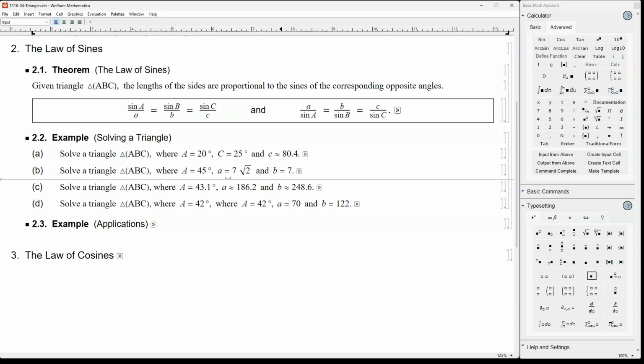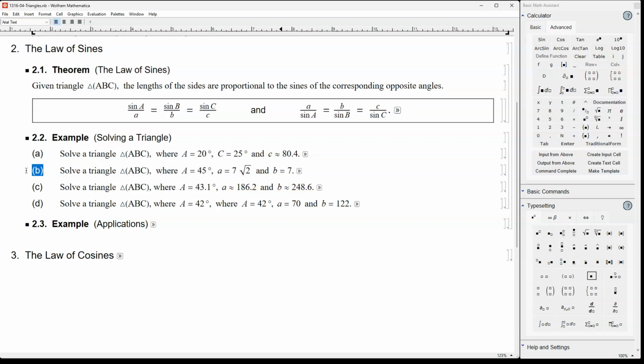Will the law of sines work there? I'm not so sure, frankly. SAS is typically the law of cosines. But we can try some law of sines. Let's see, how about this one here? Capital A is 43.1 degrees. Small a is 186.2 and small b is 248.6.